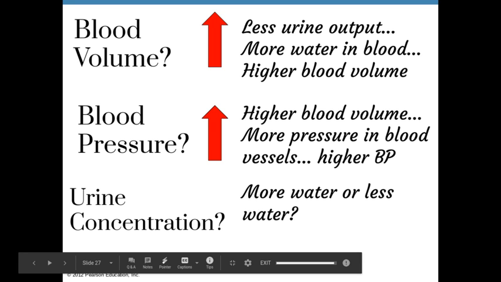And if I have a urine concentration question, well, ask yourself, do I have more water in the urine or less water in the urine? If I have less water in the urine, that means I have a higher, what's called a solute concentration. That means there's going to be more salts in it, more urea, more of the different dissolved elements. Those are going to be in higher concentration and not as diluted by water.